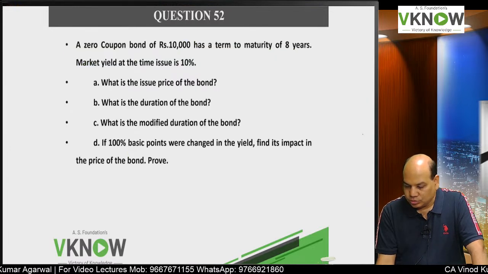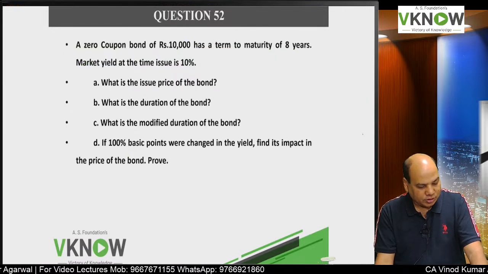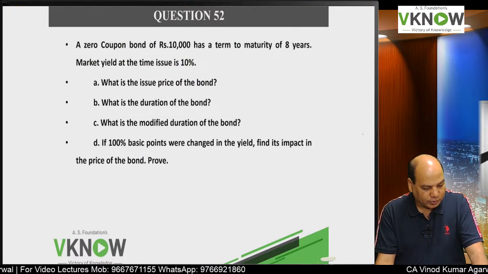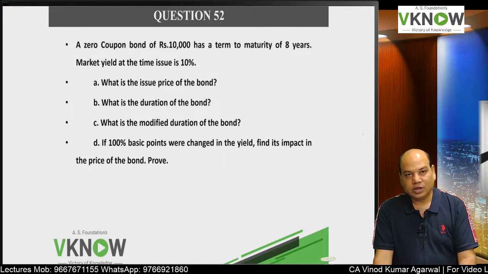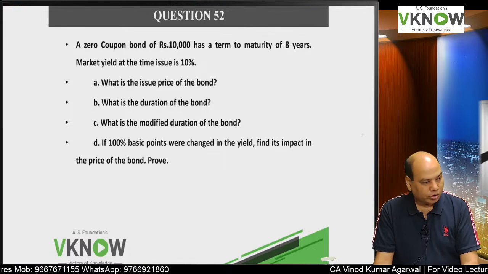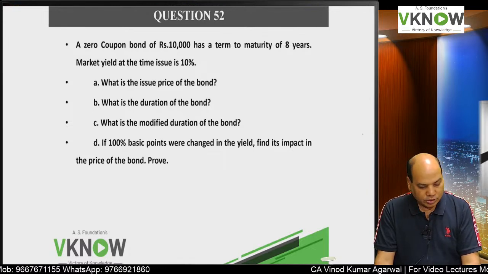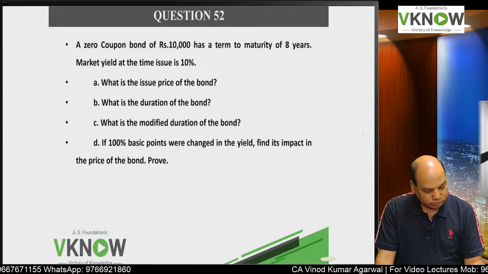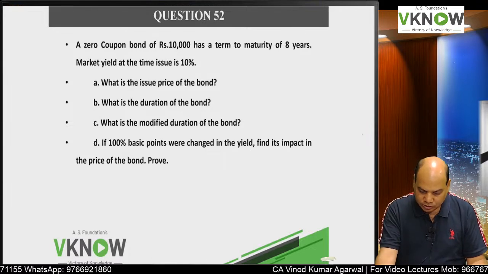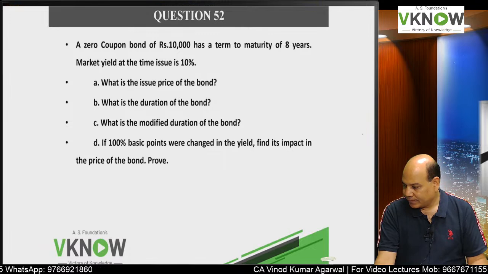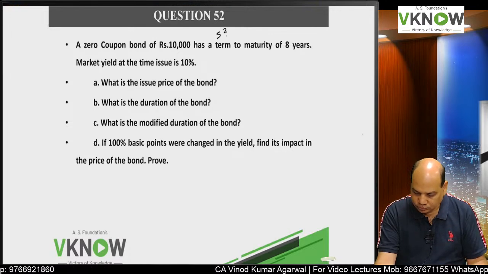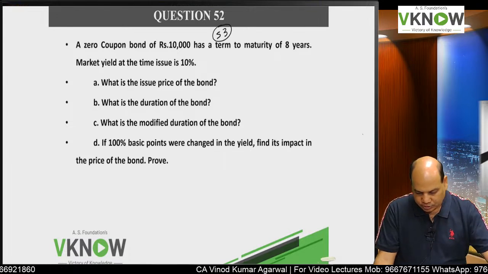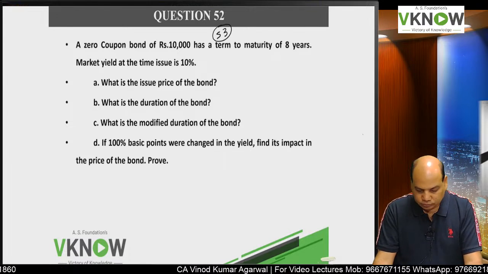Okay, now we'll come to another different question, number 52. 51 I will solve after some time. First we'll solve a few easy questions and then we'll take some more advanced questions. Question number 52 is a zero coupon bond. Sorry, it is 53. This is 53. A zero coupon bond.